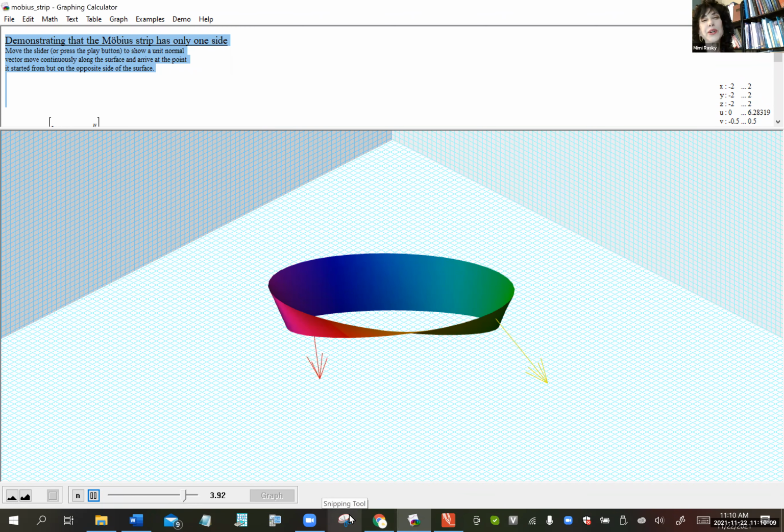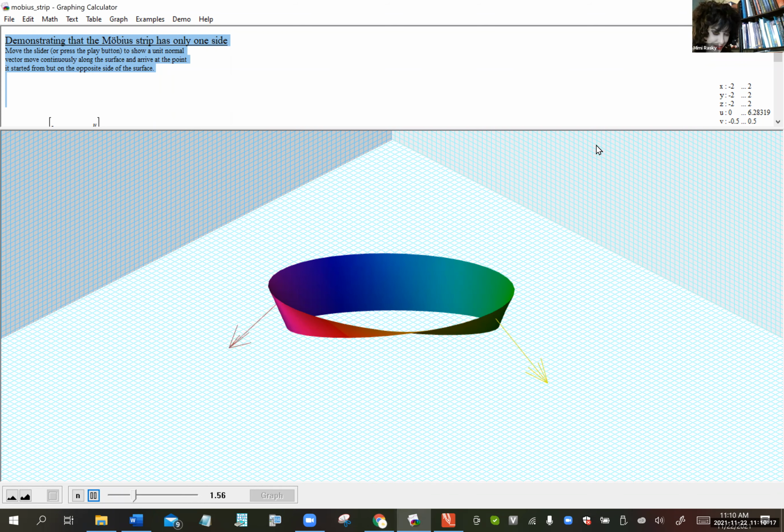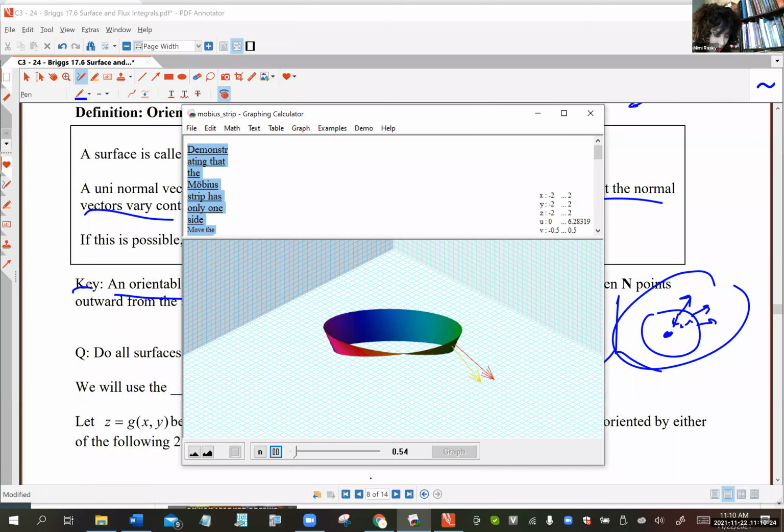Now, we're going to deal with surfaces that have two distinct sides. We're not going to deal with Möbius strips because they are the exception. Okay, but they're kind of fun, don't you think? You guys having fun yet? No. Okay. All right.